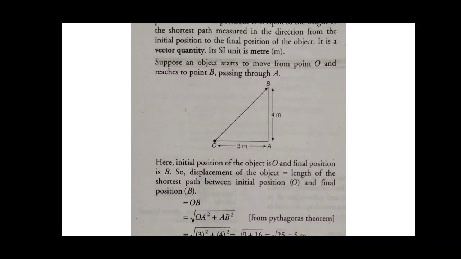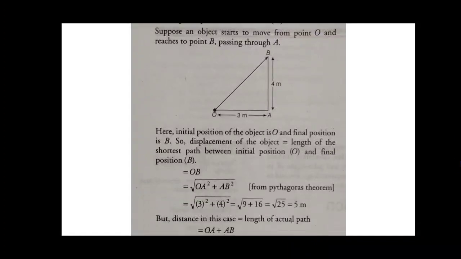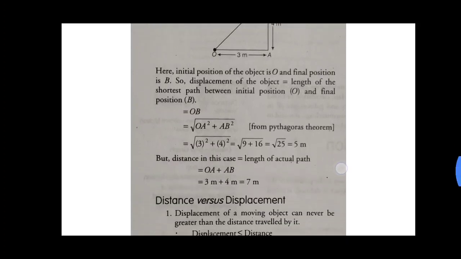Now if we consider only OB, it will be equal to the root of OA square plus AB square. OA square is 3 square, AB square is 4 square. 3 square is 9, 4 square is 16. 9 plus 16 is 25. The root of 25 is 5 meters. That is, the length of OB is 5 meters and our displacement will be 5 meters.